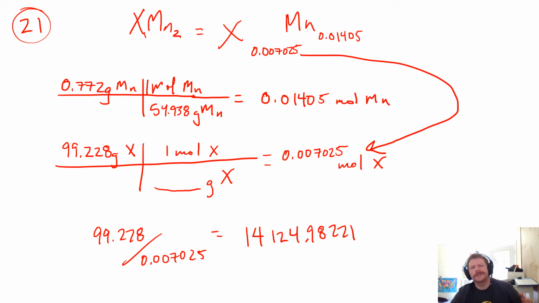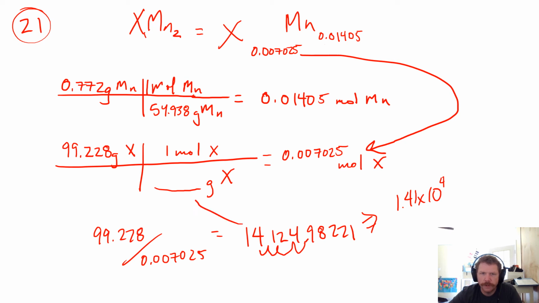Now, if you look back at the question that we were provided with, the question told us we have 0.772 grams of manganese. That's 3 significant figures. So we need to write this number in significant figures. And the best way to do that is, well, you would count 1, 2, 3, 4. So 1.41 times 10 to the 4th power is going to give you your value that you just solved for right here, grams per mole.